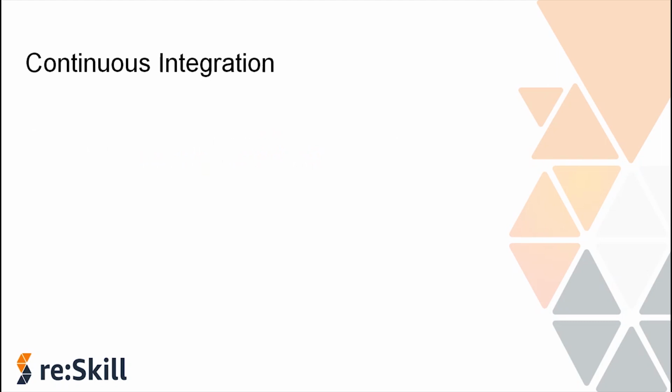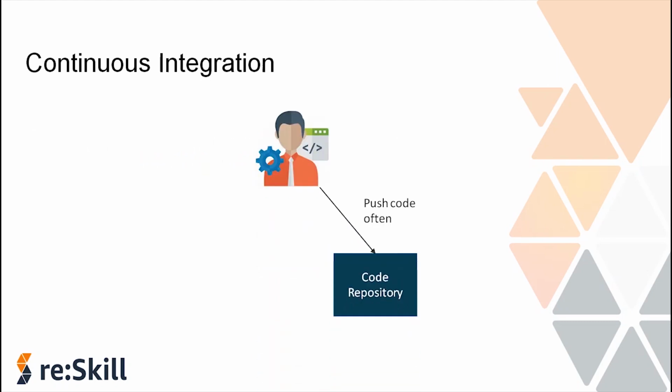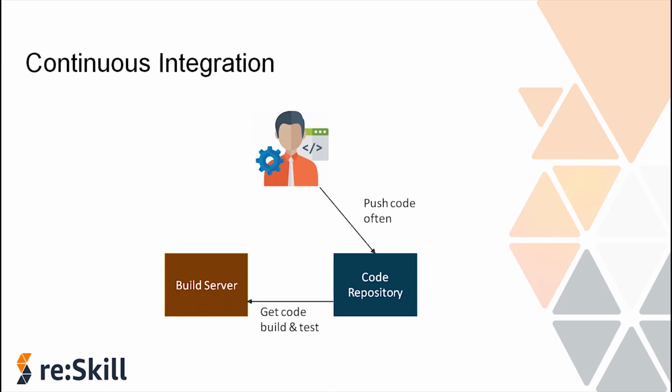So let's start with continuous integration. The way it works, the developer pushes the code to a code repository often. It could be anything like GitHub, CodeCommit, Bitbucket, etc. As soon as the code is pushed, there will be a testing or build server to perform the checks on the code. This ensures that the code can be built and can be tested correctly.